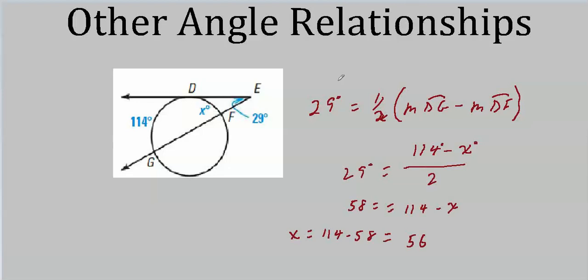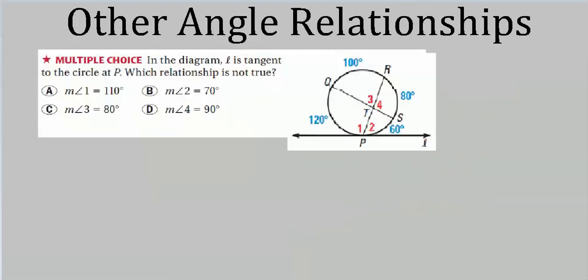So we do a little algebra after this and get that 58 equals 114 minus x, so we rearrange and get that x equals 114 minus 58, which is 56. So this arc here is 56 degrees. Pretty easy. We just had to use that exterior angle theorem and we're pretty much done. Not really complicated at all.